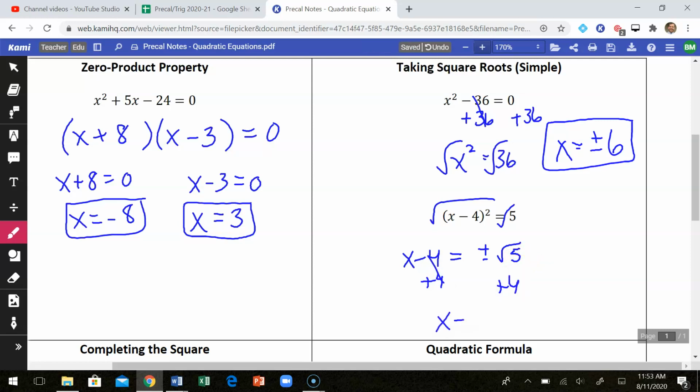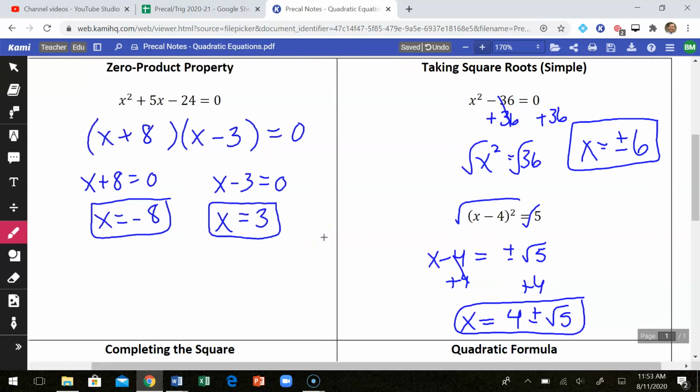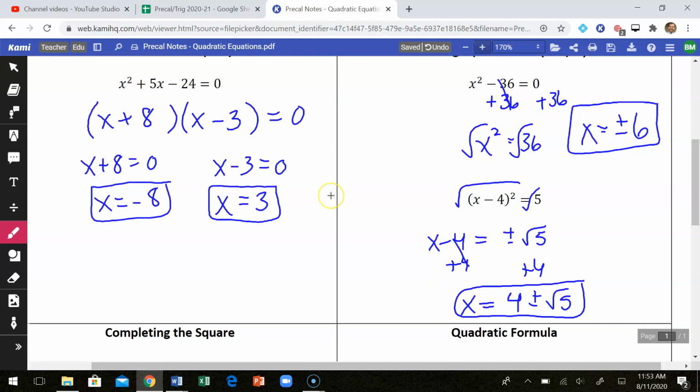And the best that you can make that look is to put your whole number first, and then the plus and minus, and then the square root part. So x could equal 4 plus or minus the square root of 5. Okay, so zero product property, square roots.